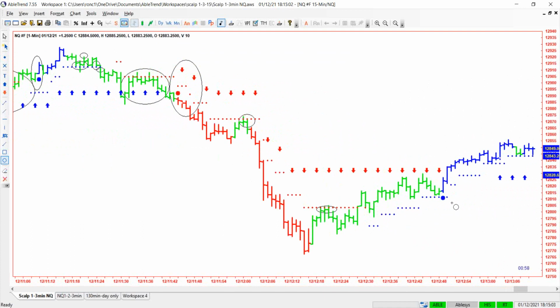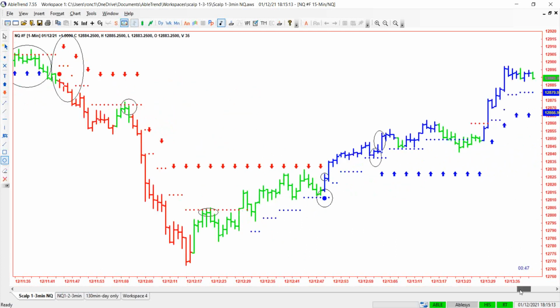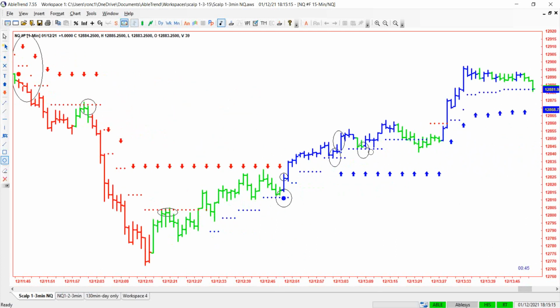Then we hit a whole bunch in a row right here. Hit the blue dot, went up 5 points, winner. Hit the blue dot, went up 5 points a minute or two later, winner, $100. Hit the blue dot here, 1 minute later, went up 5 points, winner again, another $100. Hit the blue dot, 2 minutes later, went up 5 points, another $100.